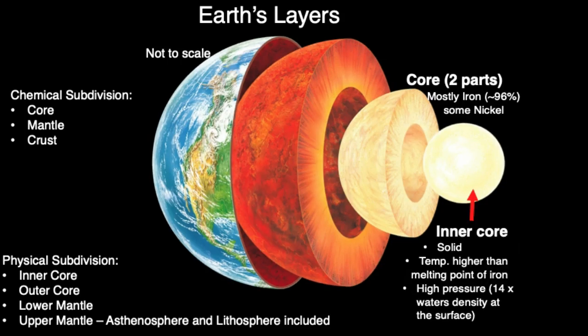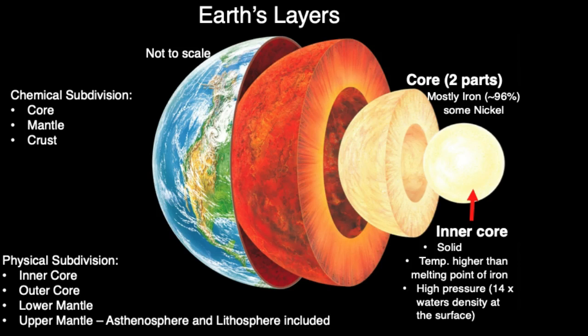The next layer is the inner core, the physical subdivision that is the innermost part of the core within the Earth's interior. The inner core has the same chemical composition as the outer core, but the inner core is solid, and it has a radius of about 1,216 kilometers. Okay, so that's a radius, and it's a radius because it's a sphere. It's not like a thickness layer. It's a sphere itself because it's the innermost part.